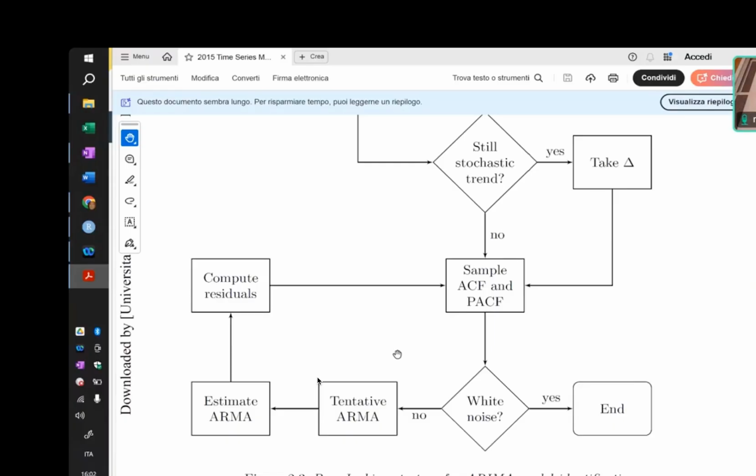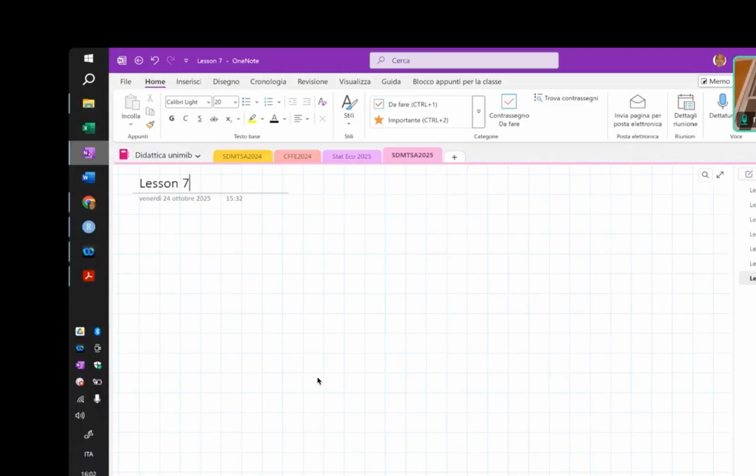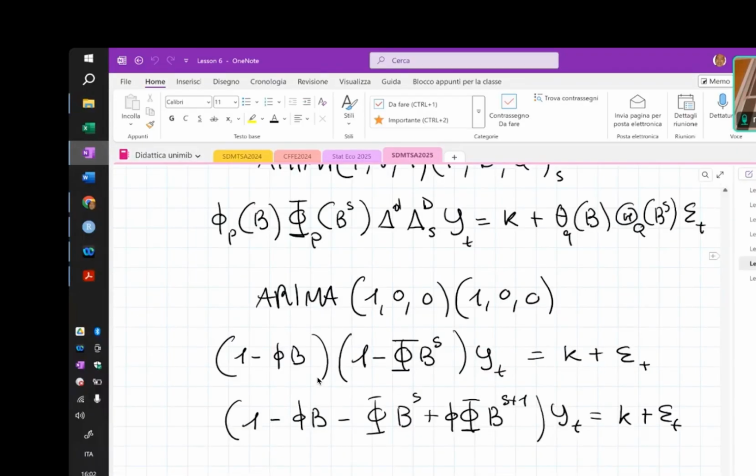So let's go back to the seasonal models, which I introduced last time. Last time we gave the whole picture of a non-seasonal, seasonal ARIMA model, which is this one here. And of course, we are still missing another part, which is the additional regressors part, because of course we can use also regressors in an ARIMA model. Such a model is called an ARIMAX model, and we'll add that later.